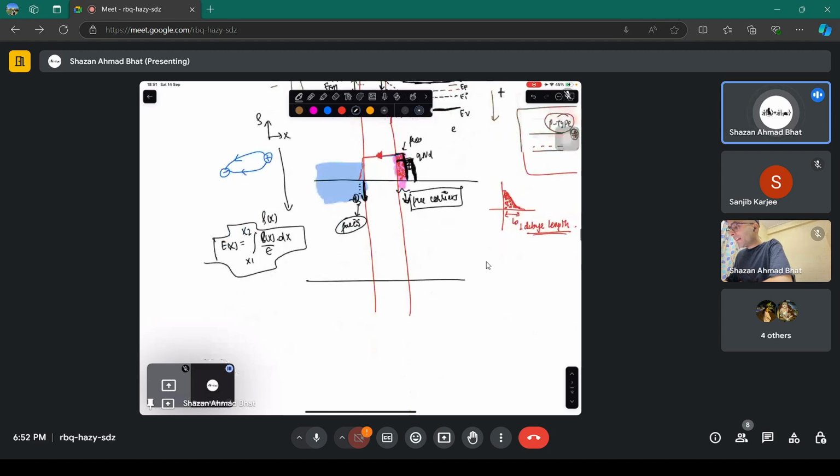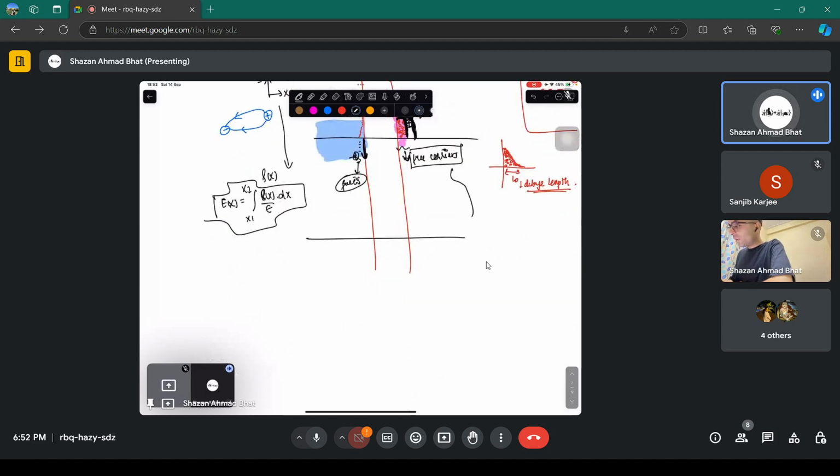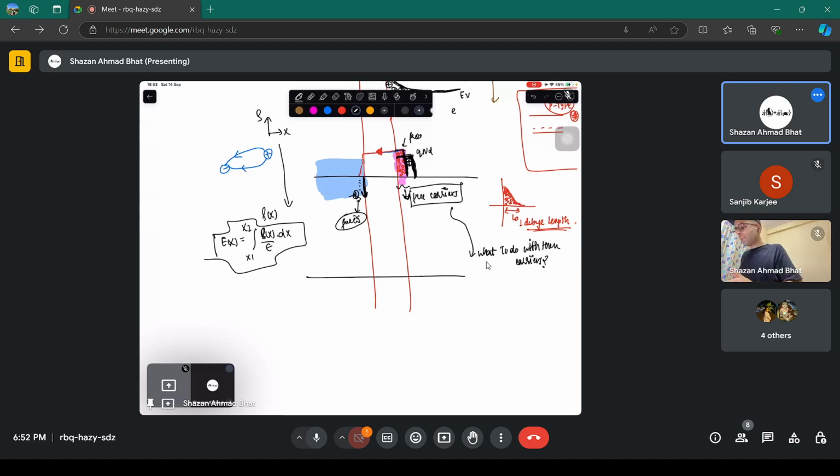But another thing, I just want to finish with this. What are you going to do with these carriers? Now we have the carriers near the surface. Why is it useful to us? Because they are going to stay there. They are not going to move to the other side, because there is an oxide in between.